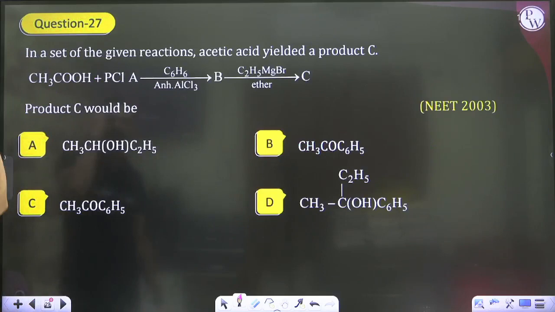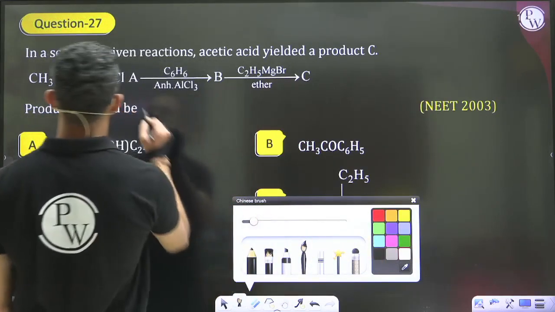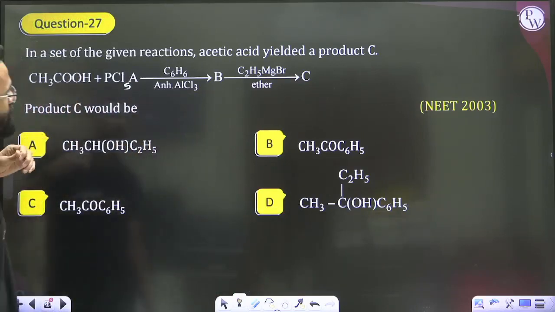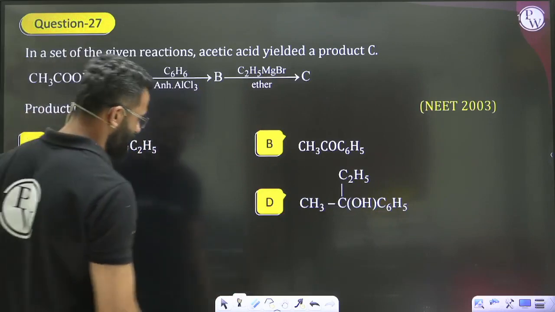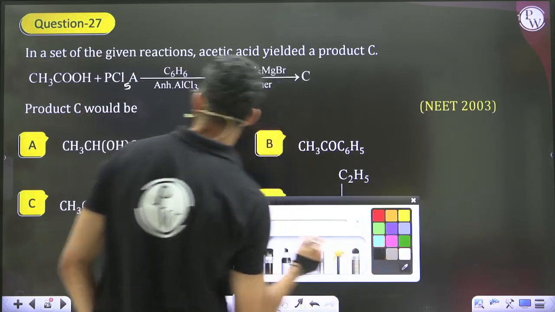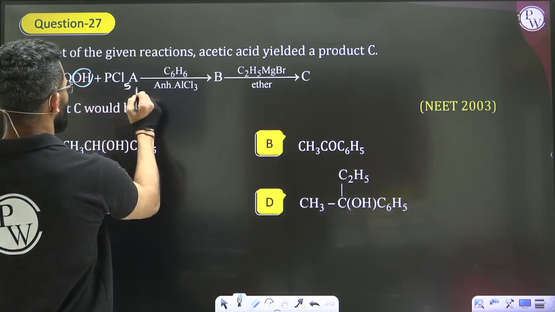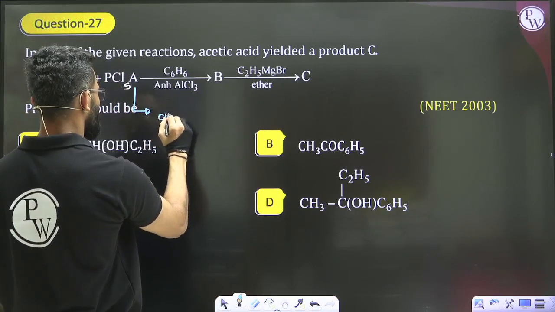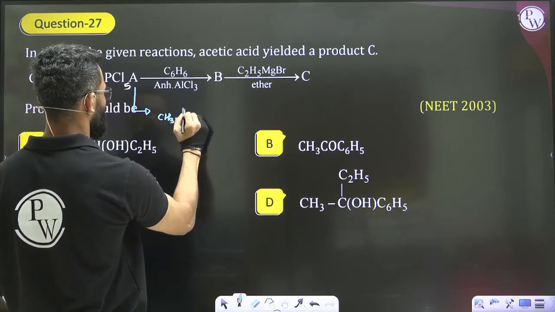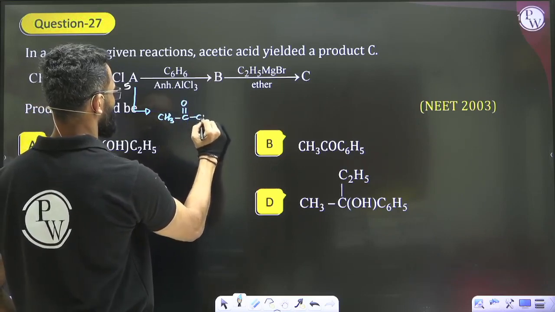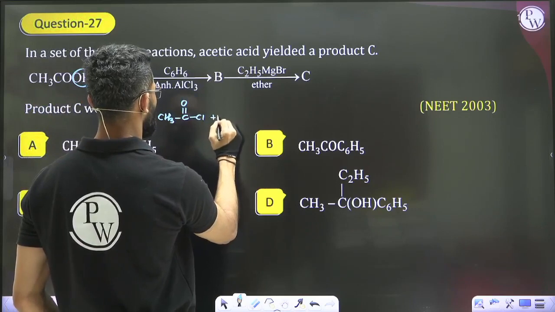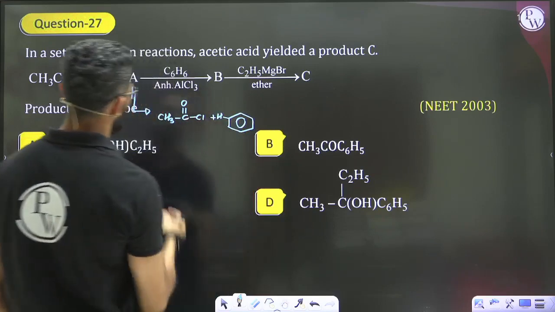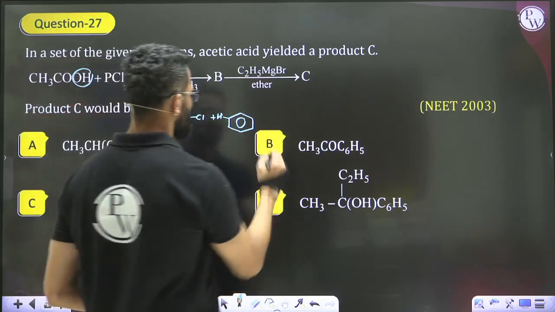Okay. See now, they have given us acetic acid. They have asked us to treat this with PCl5 to give you A. So acetic acid with PCl5. Let's write down the reaction. OH will be replaced by chlorine. So A is acetyl chloride, which is treated with benzene in presence of anhydrous AlCl3, so this is Friedel-Crafts acylation.